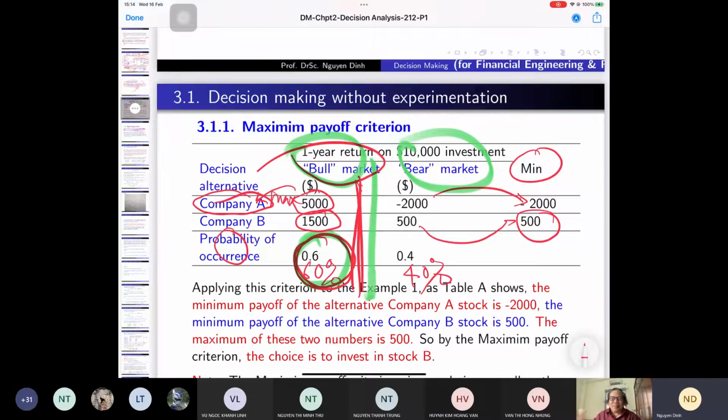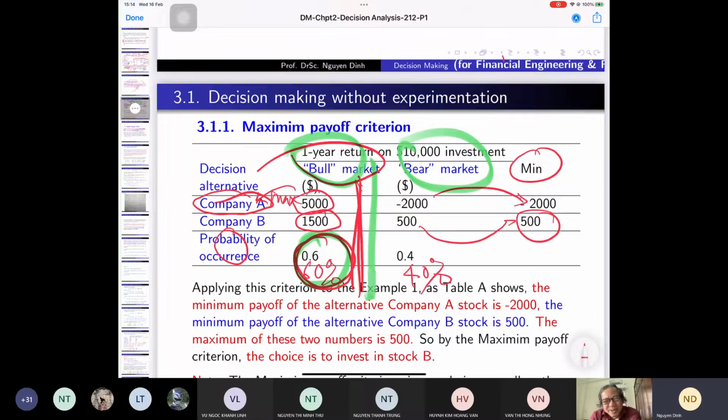Understand? Maximum likelihood. So that means, first of all, you choose the state of nature with the maximum probability. That is, in this case, the bull market. And forget the bear market. Is that okay? Just look at the bull market. So of the two alternatives, which one gives you the higher payoff? The maximum payoff here is company A.